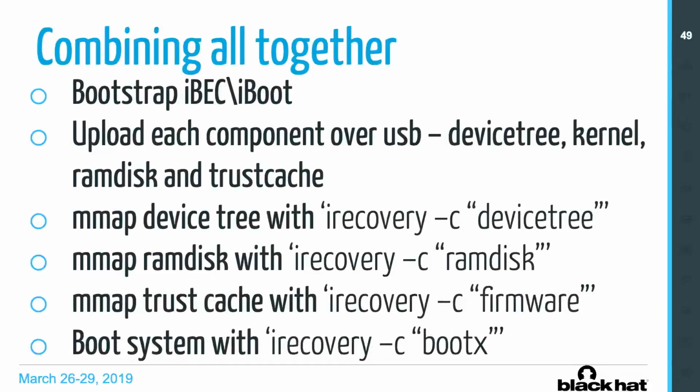So, if we made all the patches to the boot chain, how do we combine it all together? We bootstrap our modified iBEC from iBoot, like, for example, from another bootloader. We upload each of the components over USB: device tree, kernel, trust cache, one of the RAM disks, send the commands to the bootloader to create the corresponding images, and finally boot the whole system with bootx.